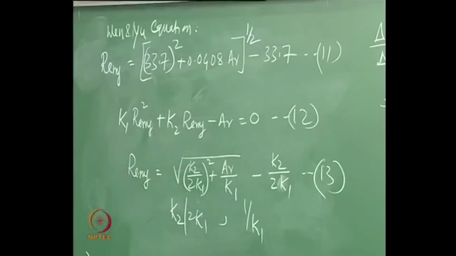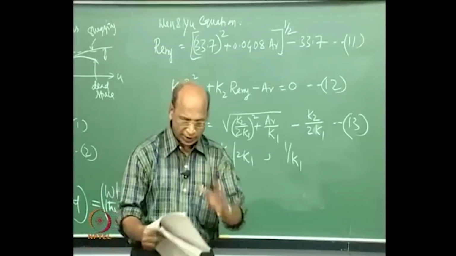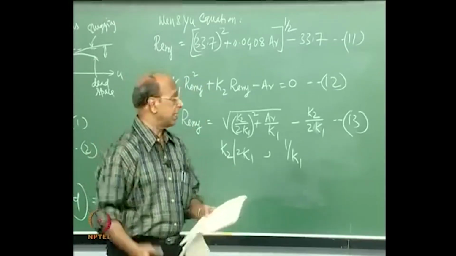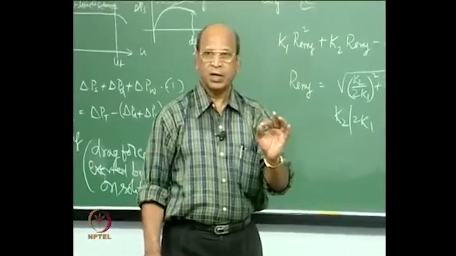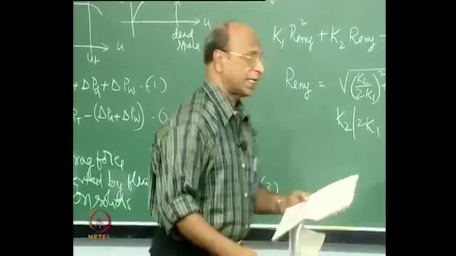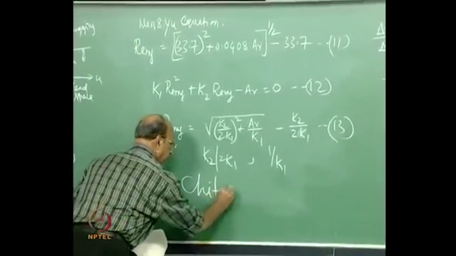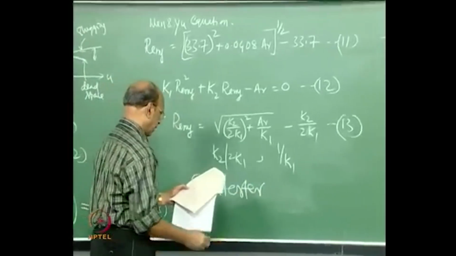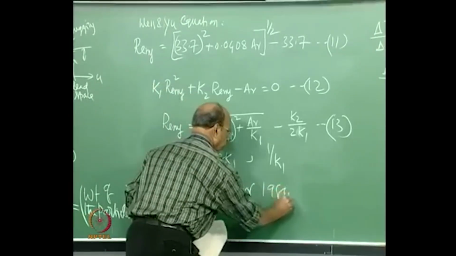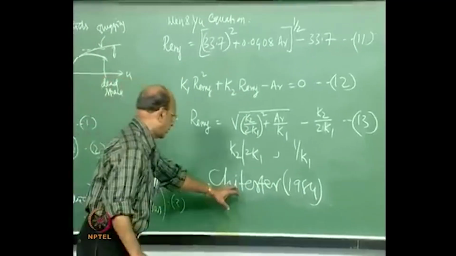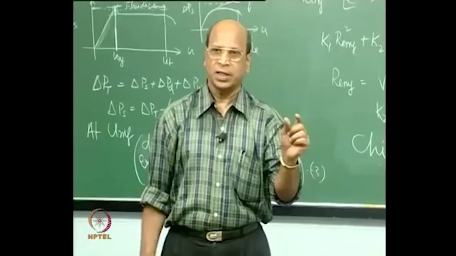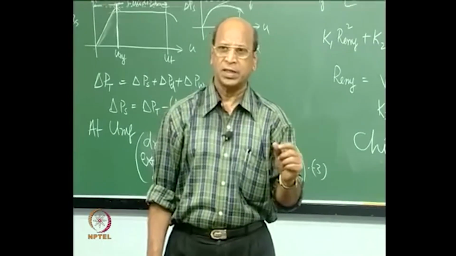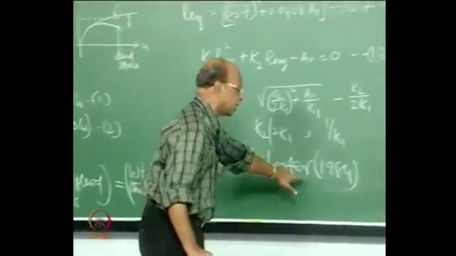We have 7 correlations. All these 7 correlations, I think, are the popular correlations. The first one is Wen and Yu, for generally small particles. There is another one called the Chichester correlation, from 1984. Actually Chichester is a PhD student whose thesis work was only to find out minimum fluidization velocity. I think he is from France. So for large particles, his correlation seems to be better.